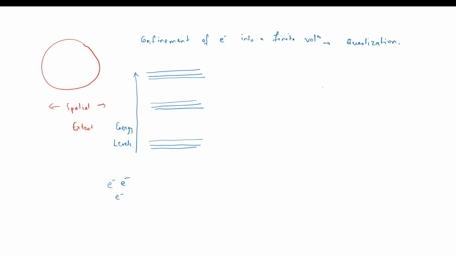Now, the point of having a metal is that metals have very high electron density. For example, in gold and silver, we have of the order of 10 to the power 28 electrons per meter cube. This is a very high number density of electrons. So even if we have a small volume, the number of electrons is very large.